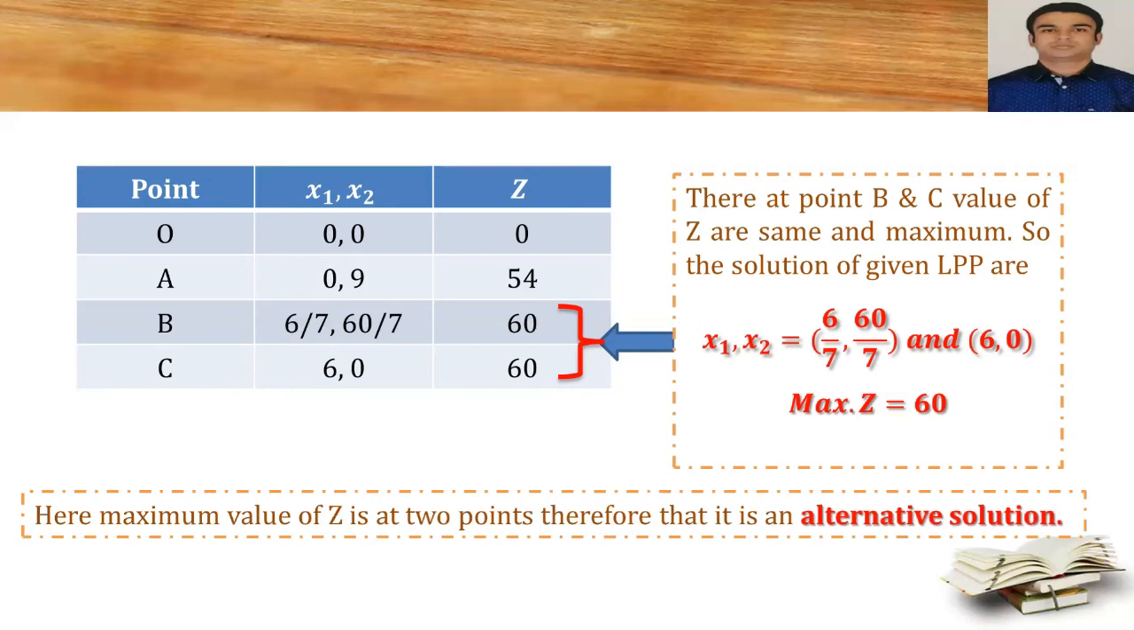Here the maximum value of Z is at 2 points. Therefore, this is a case of alternative solution. More than one solution is possible. Alternative solution means more than one solution is possible. And in this example, we have two solutions: 6 by 7 and 60 by 7, or 6 and 0. Both solutions of x1 and x2 are right.